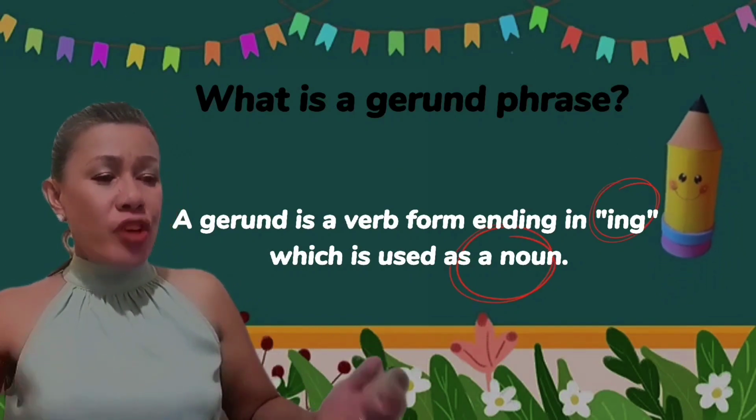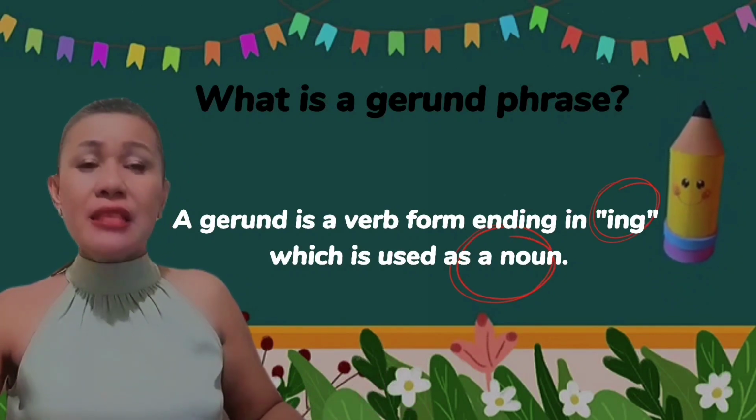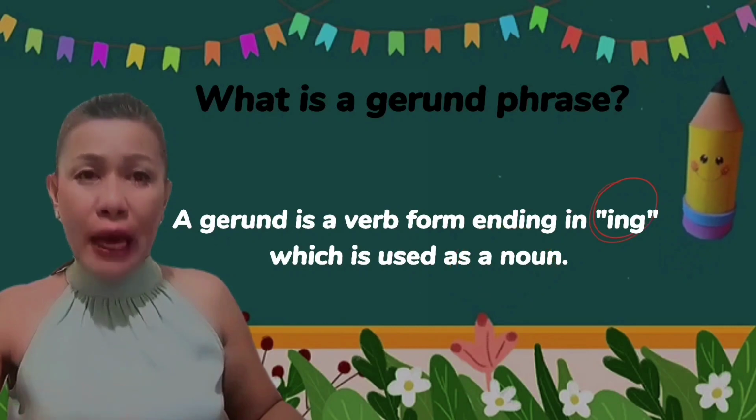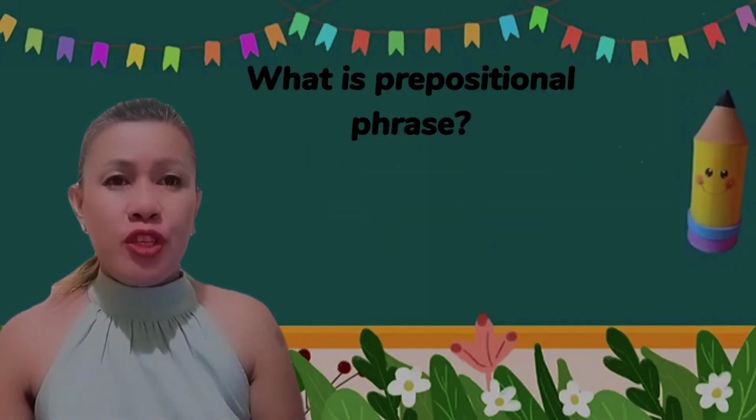Okay, so a gerund phrase is a group of words beginning with a gerund and takes the function of a noun. Another way to give variation to your sentence beginning is using a prepositional phrase. Now, what's a prepositional phrase?